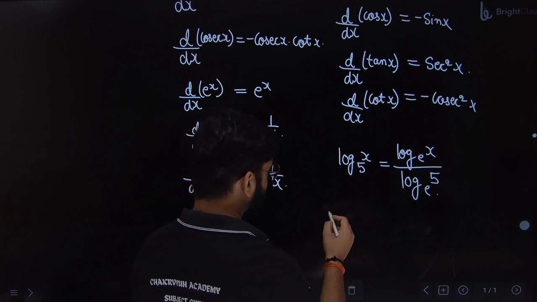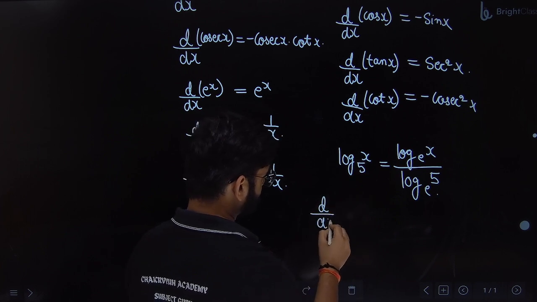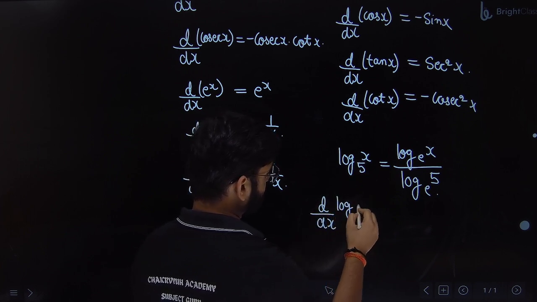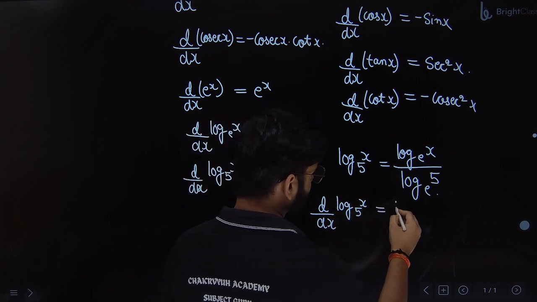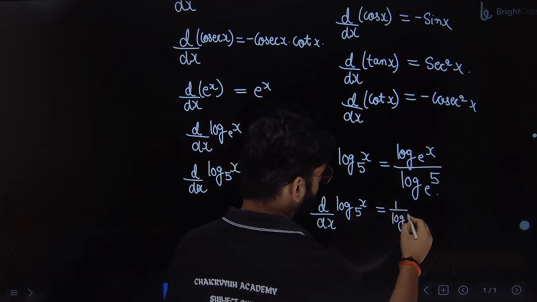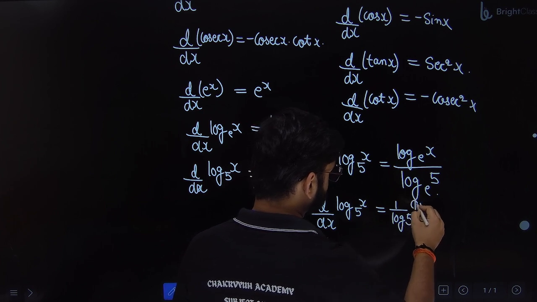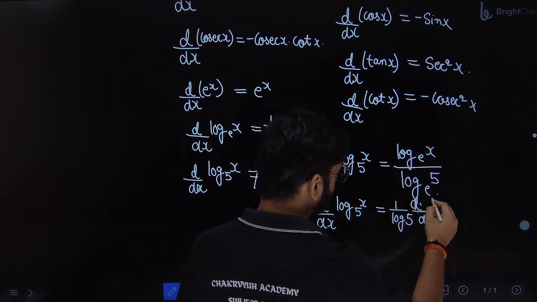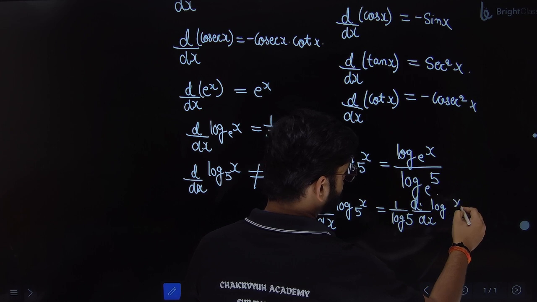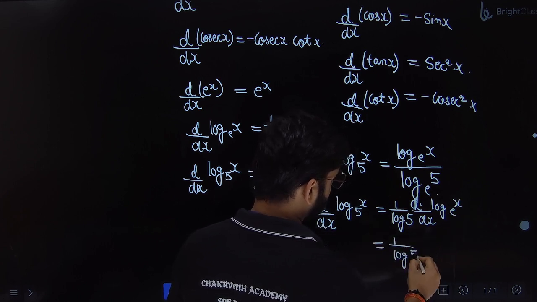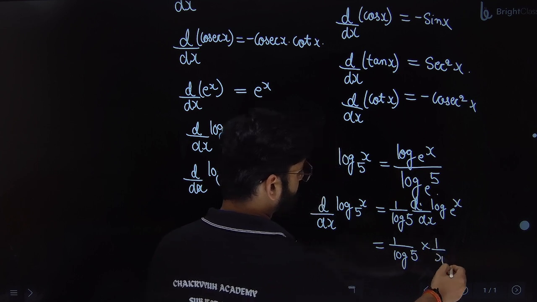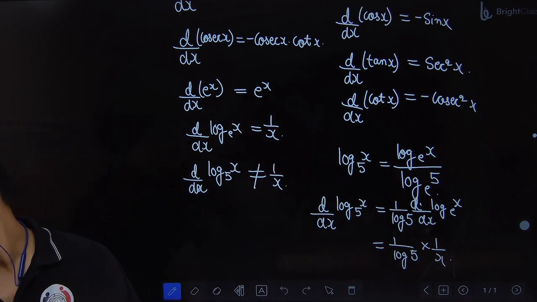So if I have to differentiate this, the constant I will move outside. So 1 by log 5, d by dx of what? Log x to the base e. So what is the answer? 1 by log 5 into 1 by x.